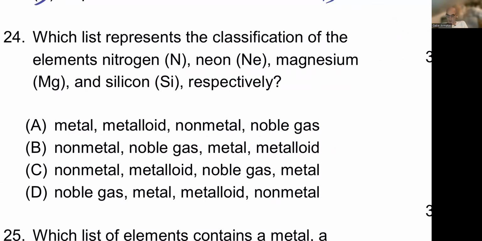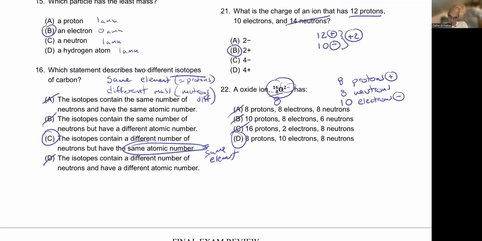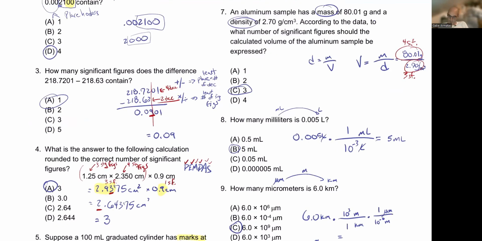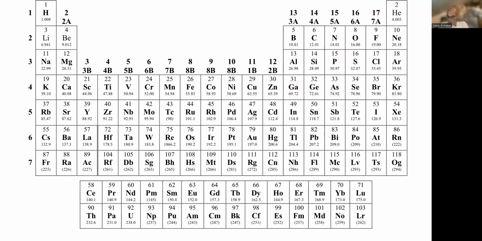All right, which list represents the classification of elements? Nitrogen, neon, magnesium, silicon. Okay, so we're going to need our periodic table for this, so let's take a look. Your periodic table is broken into really 2 parts. So first of all, let's put the little staircase in. I know aluminum is a metal, and so I'm going to start the staircase above aluminum because boron is not. Silicon is what we call a metalloid. It's a semiconductor. It's a semi-metal. It's partially a metal.